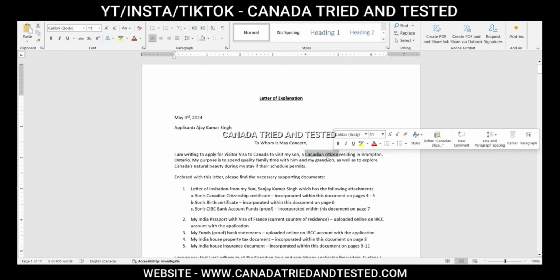In case it is PR, here it will be permanent resident. If it is on a work permit, open work permit, closed work permit, that will get mentioned, and where the person is residing, the son is residing, that is mentioned. I'm not covering the visitor visa application for parents whose children are students in Canada, because that's a different take altogether.